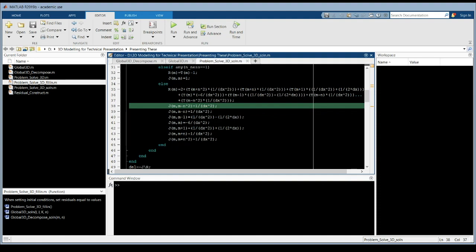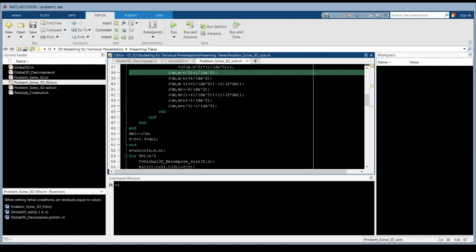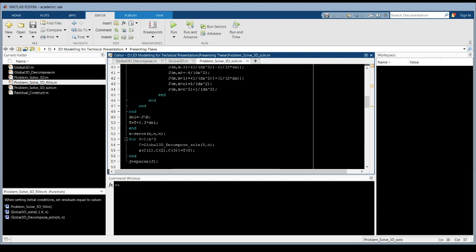In the Jacobian, same thing. M minus or plus n squared is in z. M minus or plus n is in the y. Plus or minus 1 is in the x. Same kind of deal as we had in numerical analysis.